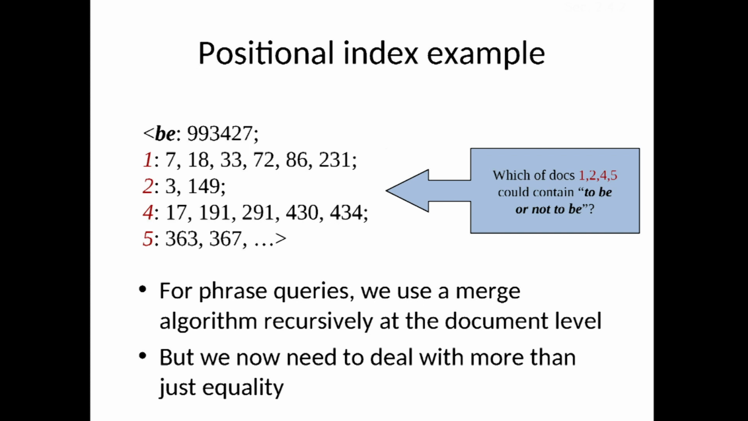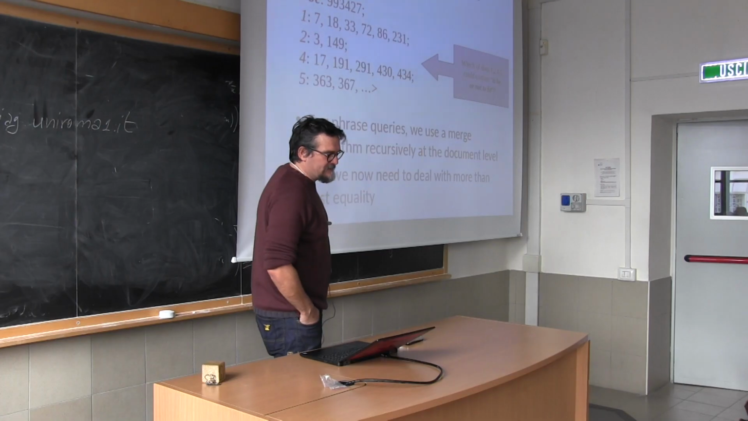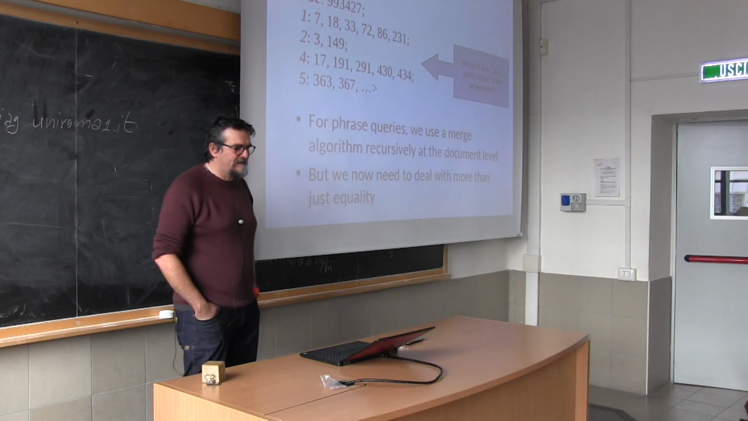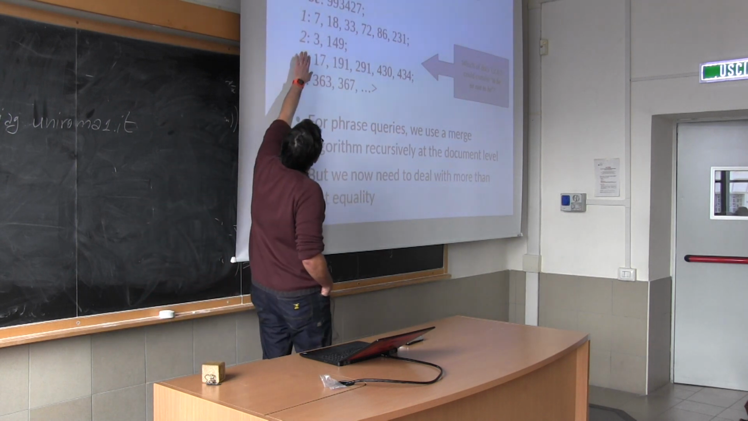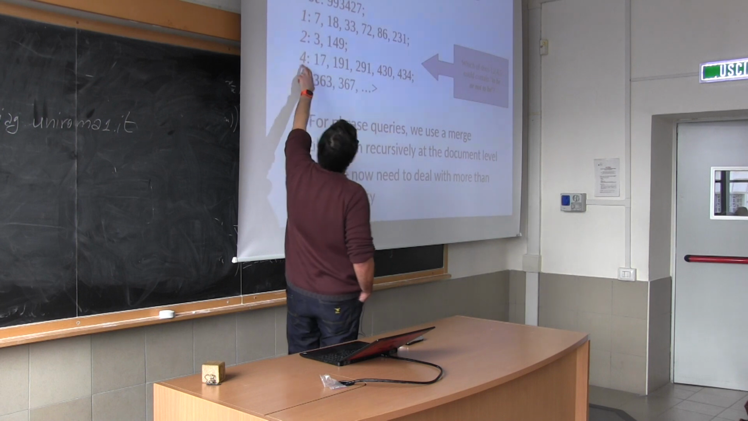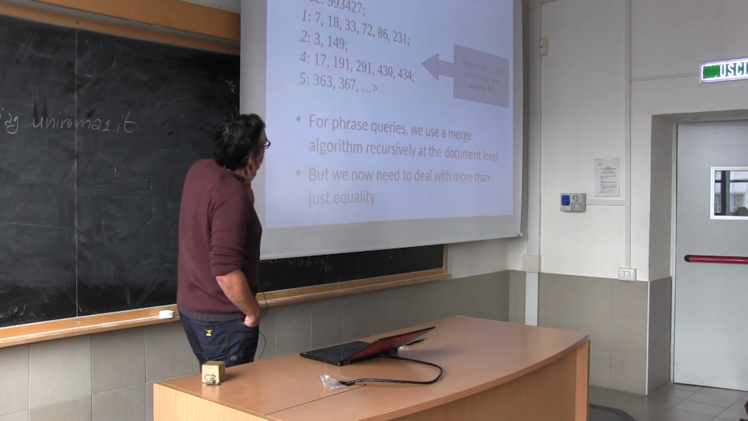So, as an example, if we consider B, the frequency of B is 993427, and in document 1 it is in positions 7, 18, 33, and so on and so forth. In document 2 it is in 3 and 149, in document 4, etc. Okay?